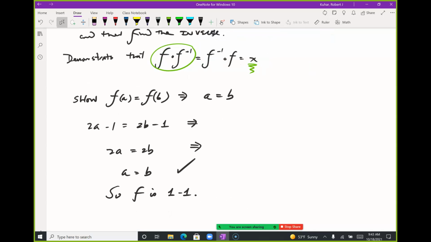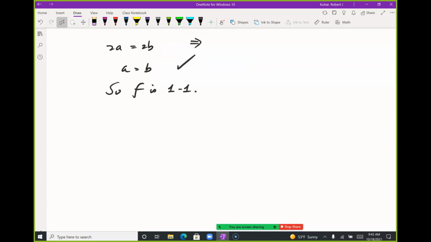Yeah. Nice. Now I know, since f is 1 to 1, the inverse exists. Okay? So I want to find f inverse. And I might as well call it g, because it's a lot easier to write. So what I do is I start with f of x.